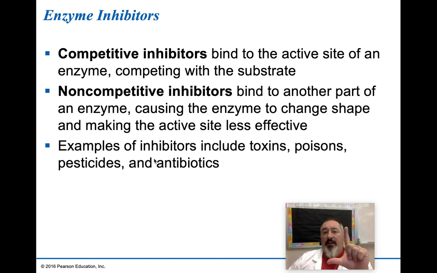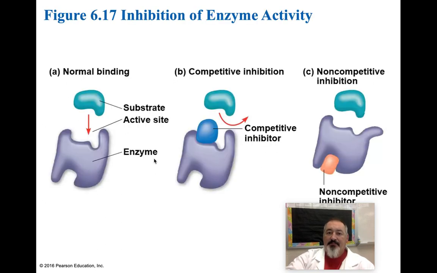A non-competitive inhibitor is going to bond to another area of an enzyme, and it's going to cause a distorted, completely different active site. So what would have worked in here perfectly doesn't fit, because this active site has been altered due to a different part being misshapen. Many things like toxins, poisons, pesticides, and antibiotics work in ways like this.